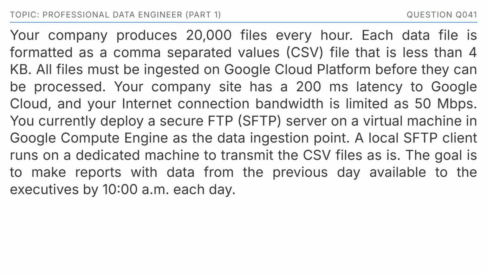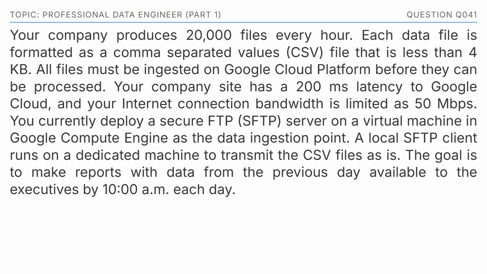Your company produces 20,000 files every hour. Each data file is formatted as a comma-separated values, CSV, file that is less than 4 kilobytes. All files must be ingested on Google Cloud Platform before they can be processed. Your company site has a 200 milliseconds latency to Google Cloud, and your internet connection bandwidth is limited to 50 megabits per second. You currently deploy a secure FTP, SFTP, server on a virtual machine in Google Compute Engine as the data ingestion point. A local SFTP client runs on a dedicated machine to transmit the CSV files as is.